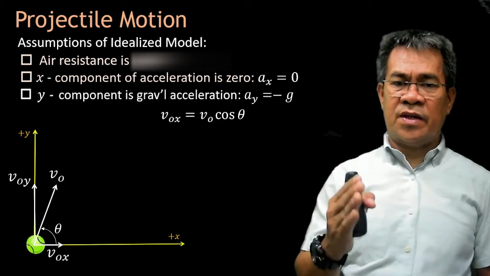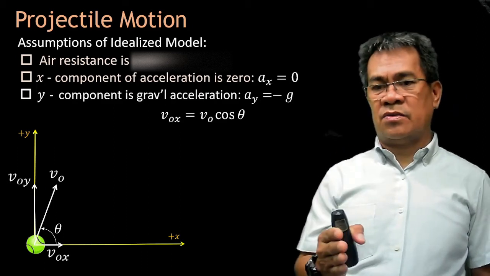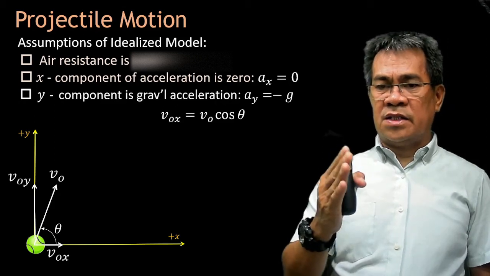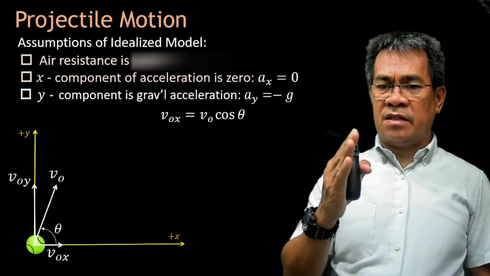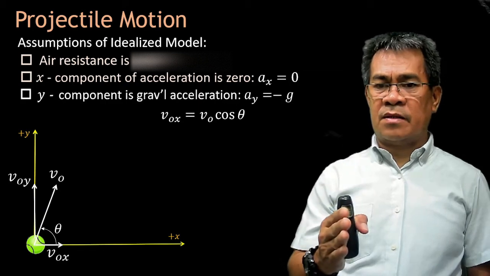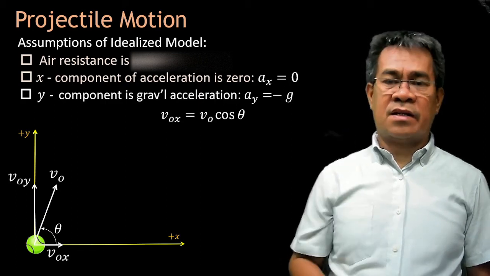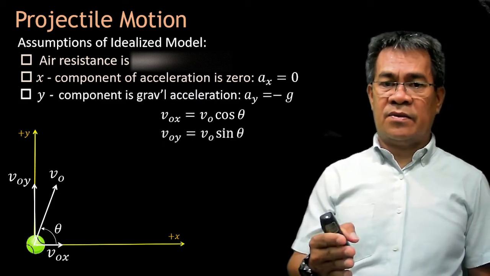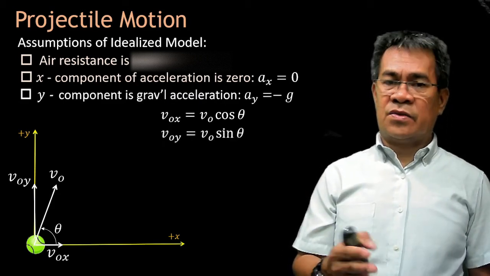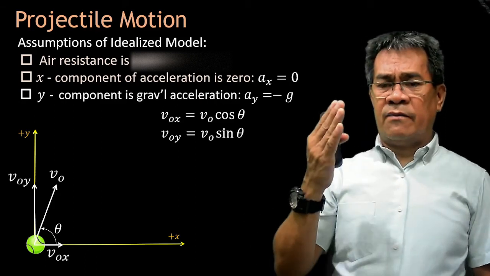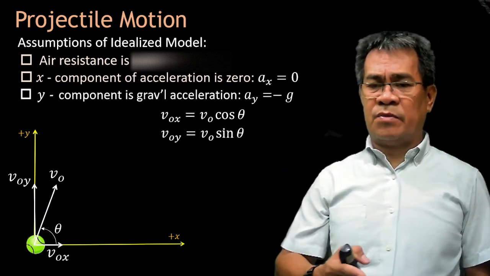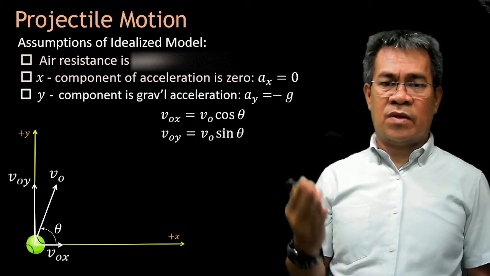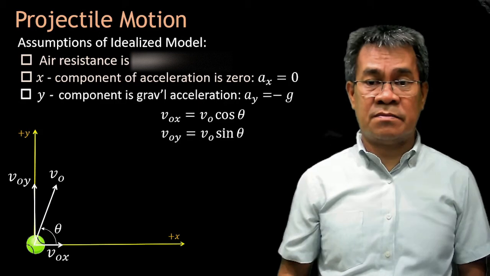Cosine because the v0x is adjacent to the angle. Remember that these components and the v naught will form a right triangle. That's why we have the cosine, while the v0y is v0 sine theta. So what's the meaning of this? The meaning is, if we have the initial velocity and the projection angle, we can always compute the components along x and along y. That's the principle of vectors.